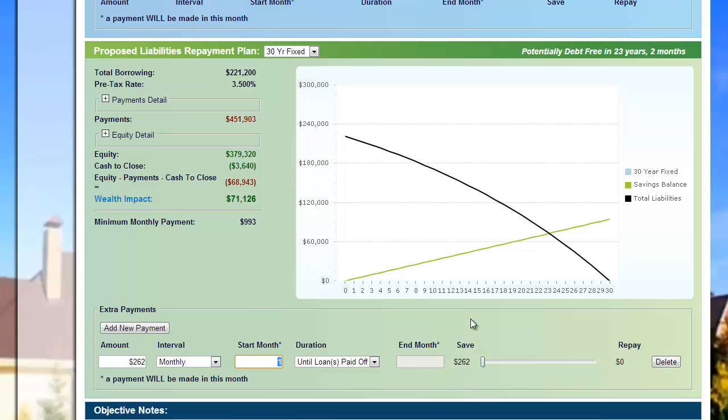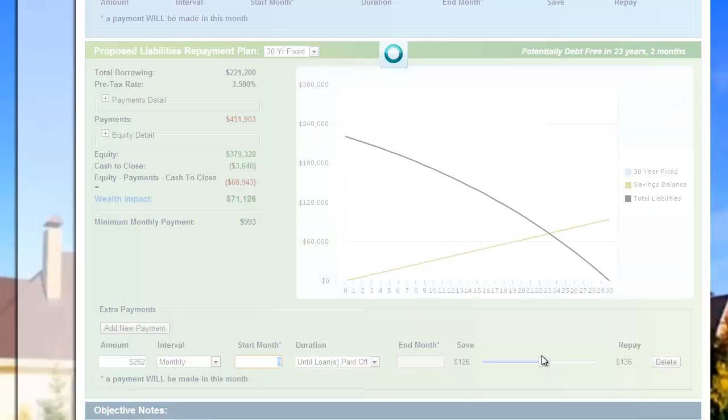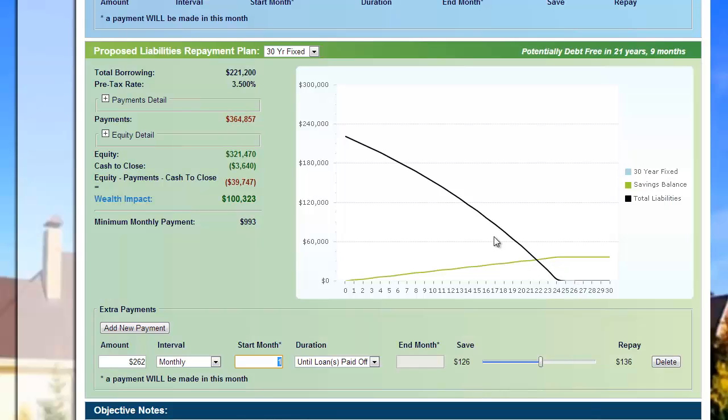Now notice something you can do here you couldn't do on the borrow screen: I can split this payment up. I can have some of it go towards repaying the mortgage early, and look what happened. An extra $136 is going towards repaying the mortgage. That's going to pay it off here. But the balance of $126 is going to a savings account, and that's going up. And we're actually showing the point at which you're repaid, debt-free in 21 years, 9 months. There's enough cash in the savings account to pay it off here.